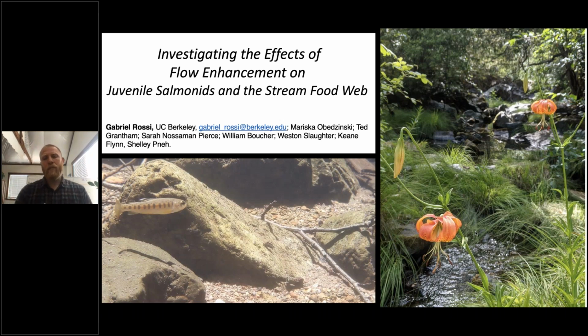And much of coastal California, where salmon live, is in a Mediterranean climate, which means we get a lot of rain in the wintertime and very little rain in the summer. And the salmon populations that live in California have been beautifully adapted to that climate.